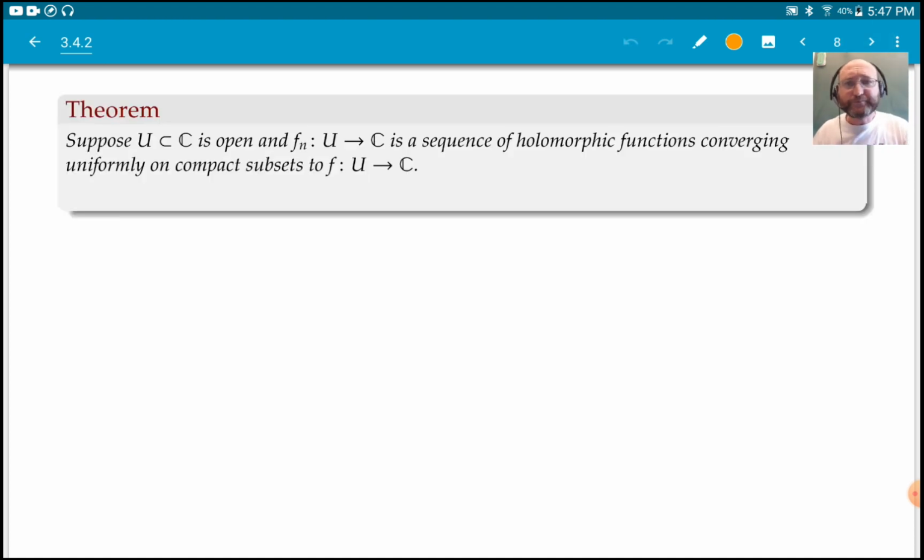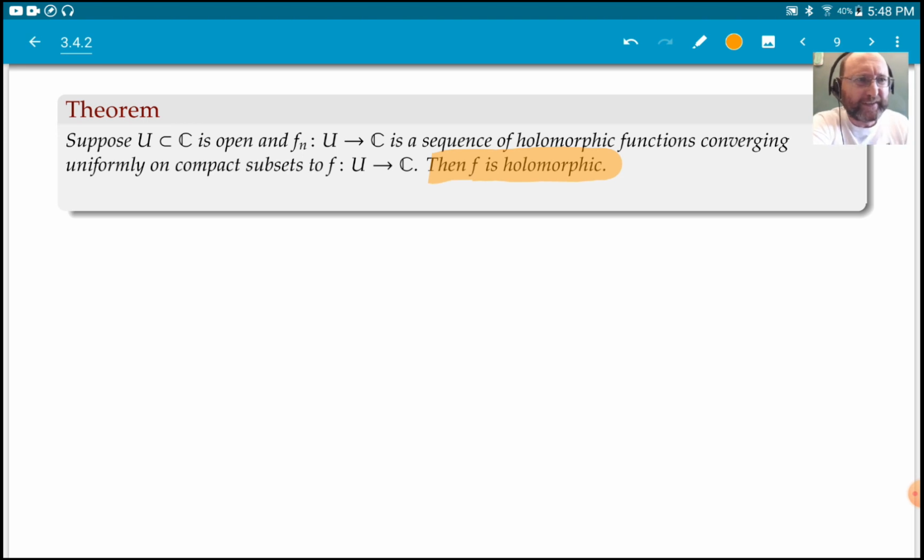All right. So what do we get? This is the theorem that we'll prove. Suppose that we have an open subset U of the complex plane. We have a sequence of holomorphic functions converging uniformly on compact subsets to some function f defined in U. So what's the first conclusion? The first bit of it is that f is holomorphic. So that's what we were talking about.